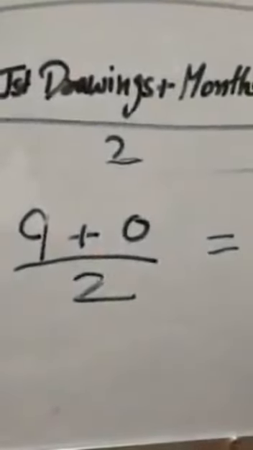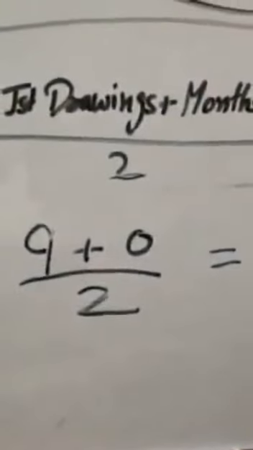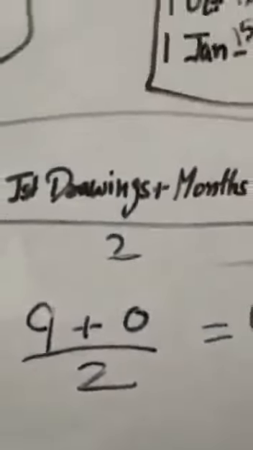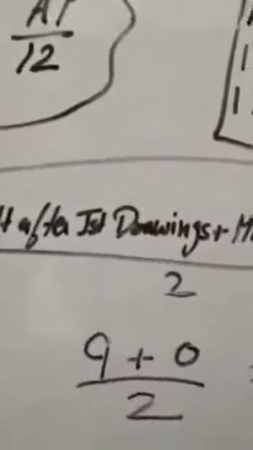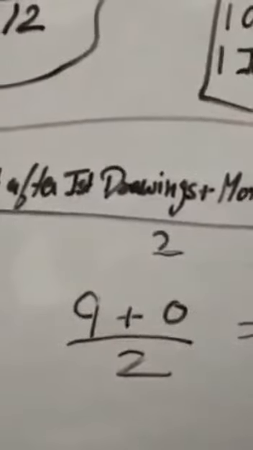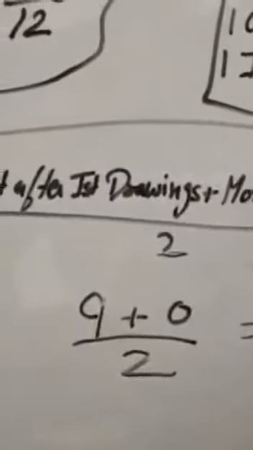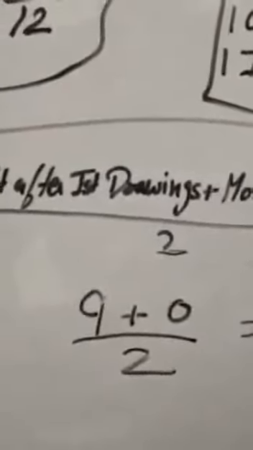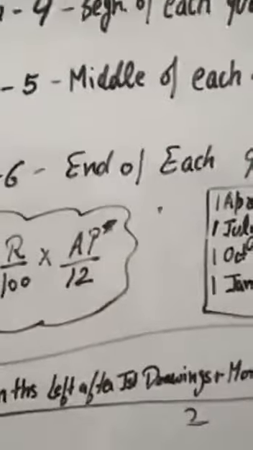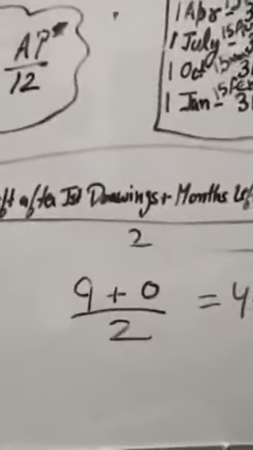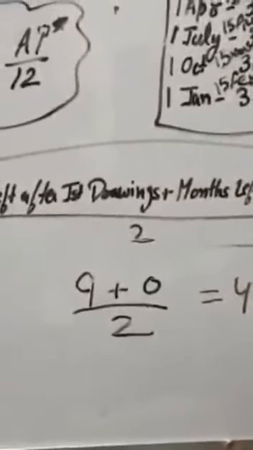Months left after first drawing is 9. And months left after last drawing is 0, because we are withdrawing our last drawing on 31st March and our books also close on 31st March. So no months left. That means it is 0. So 9 plus 0 over 2 is 4.5. So if we are calculating end of each quarter, then our average period is 4.5.